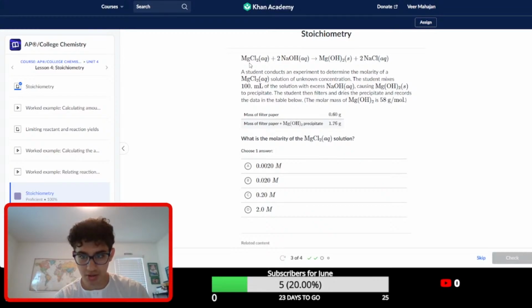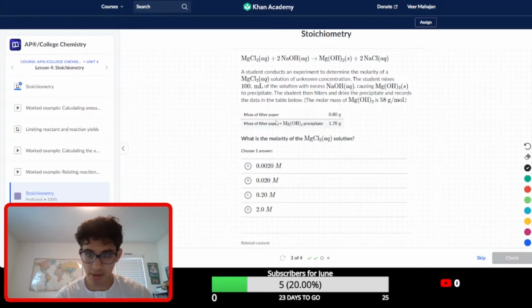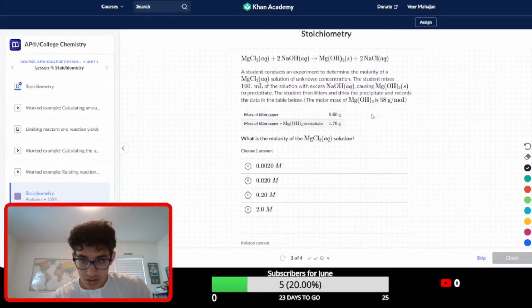So he's done an experiment to determine the molarity of the solution. He mixes 100 milliliters of this solution with excess sodium hydride, causing this to precipitate. He then filters and dries the precipitate and does this. Okay, so what's the difference here? What's the mass of the magnesium dihydride precipitate, or just the precipitate? It's going to be 1.76 minus that, which is 1.16 grams.